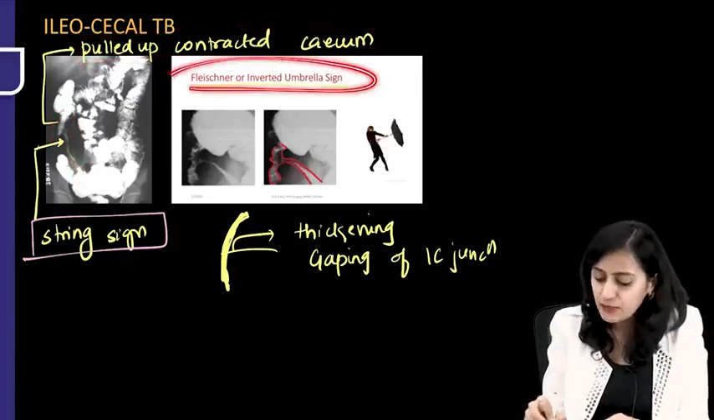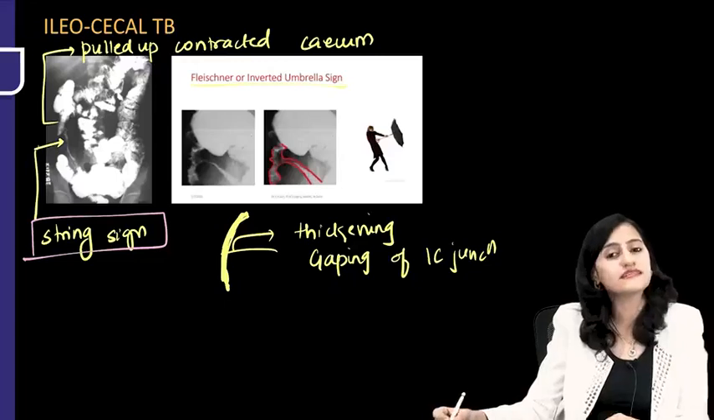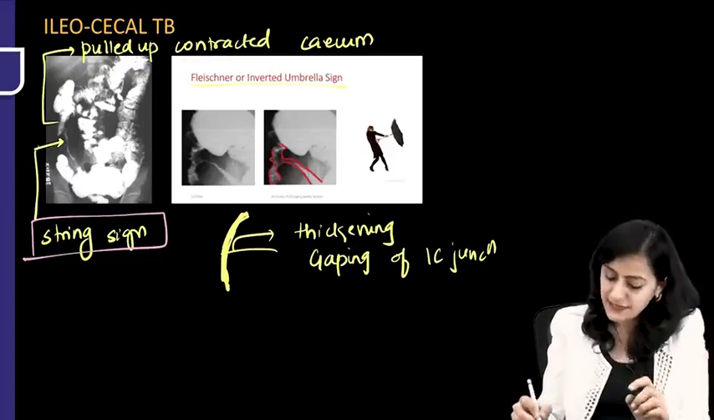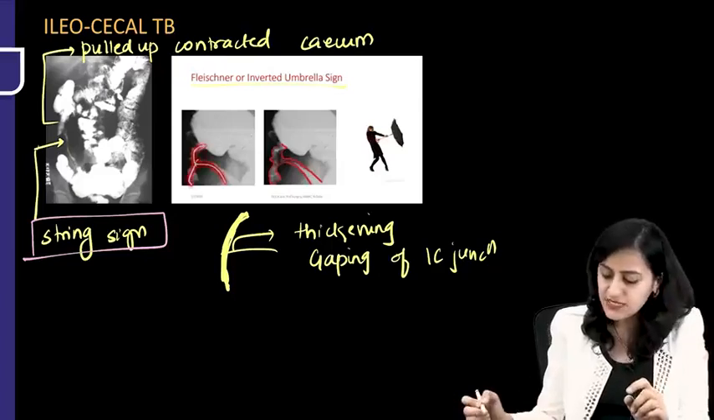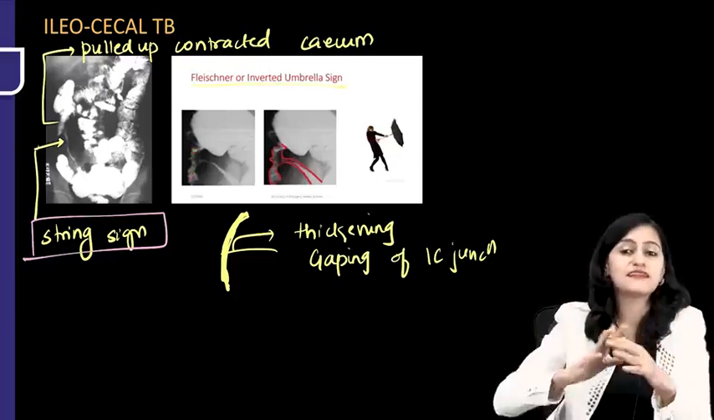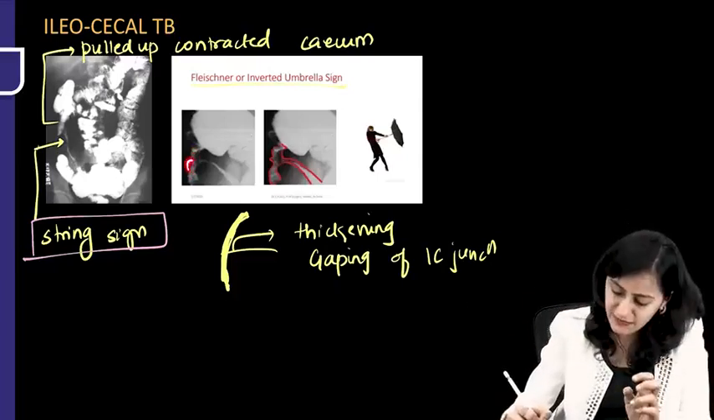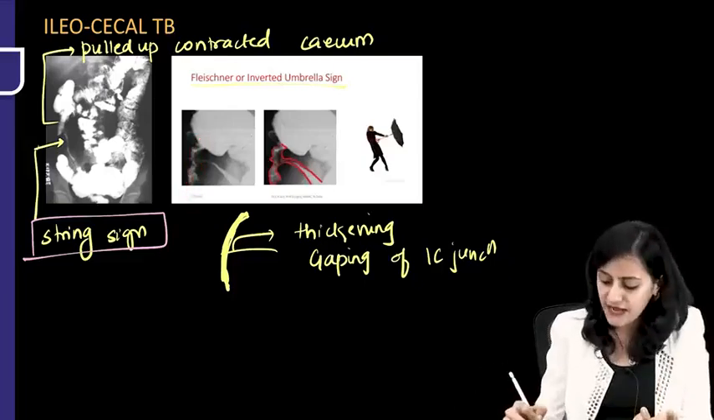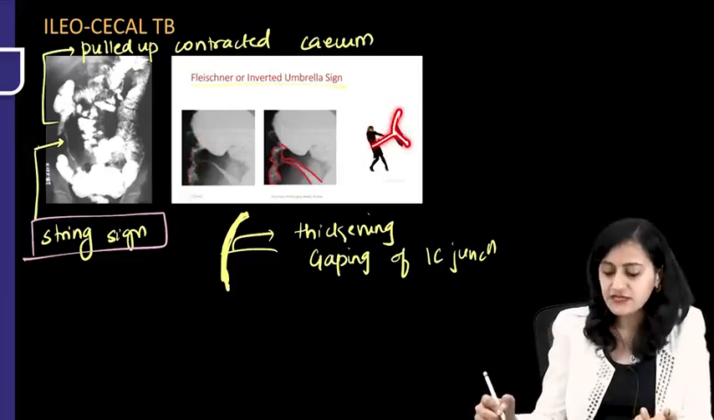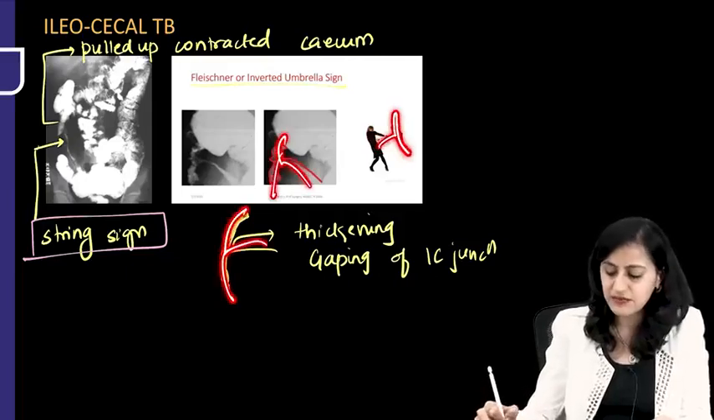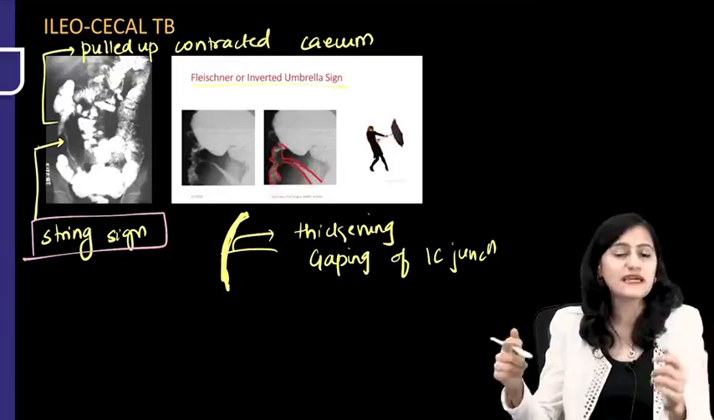Another sign is this inverted umbrella sign, asked in one of the recent INICET exams. So what is the inverted umbrella sign? Basically this ileocecal valve is thickened and it is gaping, it is widening. So the angle becomes obtuse. So the thickening and the widening, the gaping of the IC junction, this gives the inverted umbrella sign. Okay, that gives the inverted umbrella sign like this, the gaping and the widening.